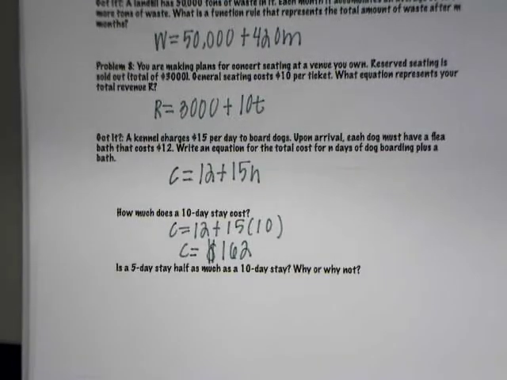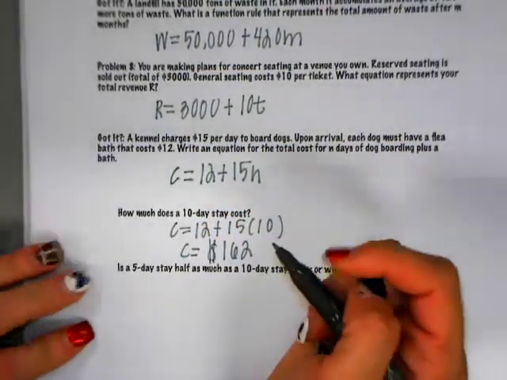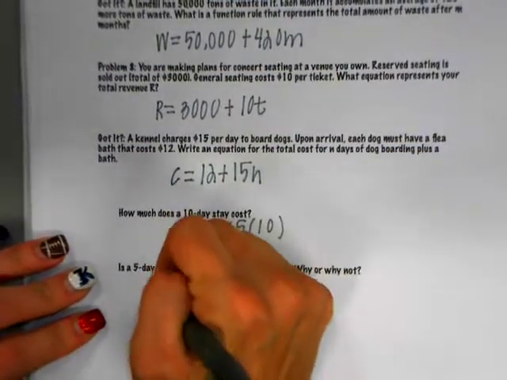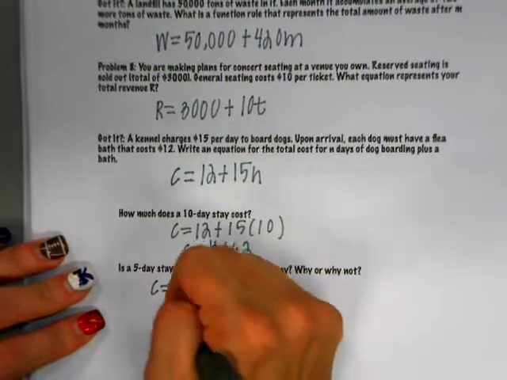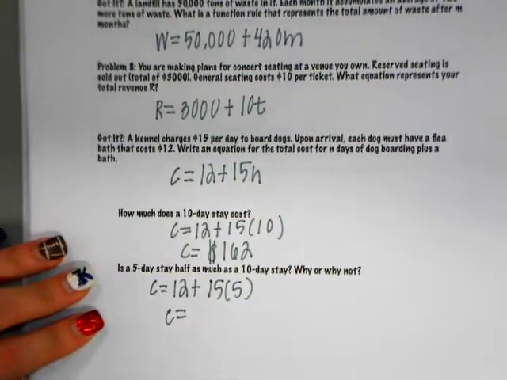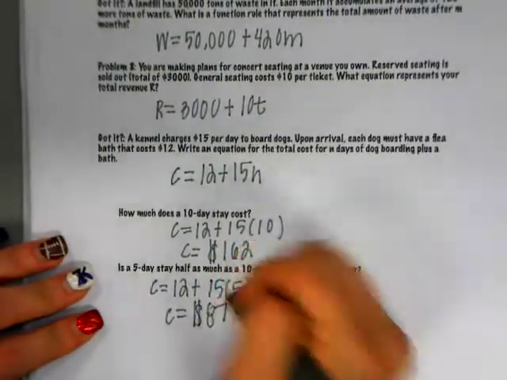And then, is the 5-day stay half as much as a 10-day stay? Why or why not? No. Why? Wait, I thought it was. Yeah, so let's find what a 5-day stay would be. 12 plus 15 times 5 would be 50, 75, 87, yeah. Is 87 half of 162?